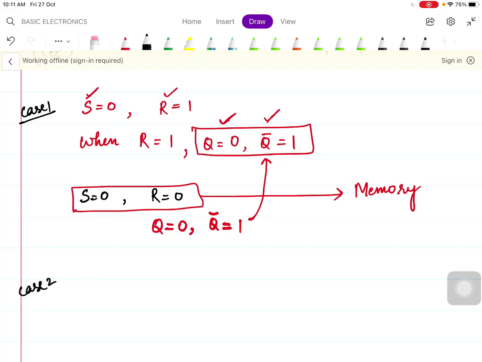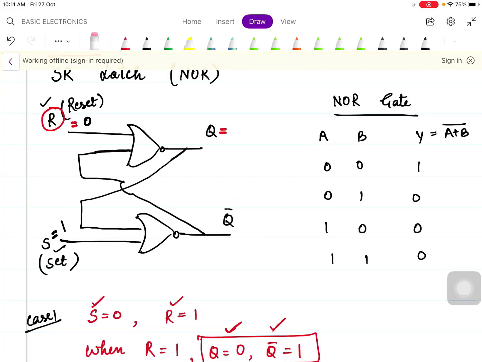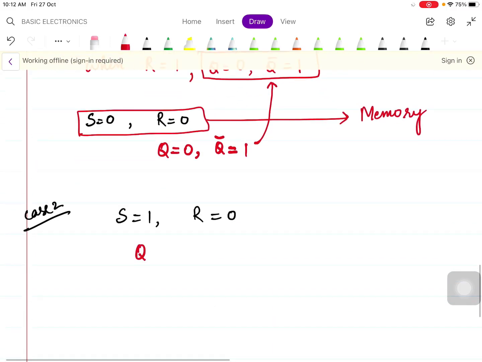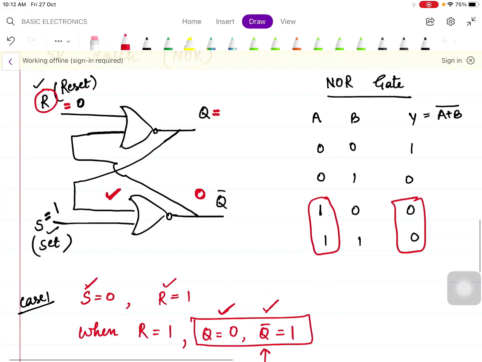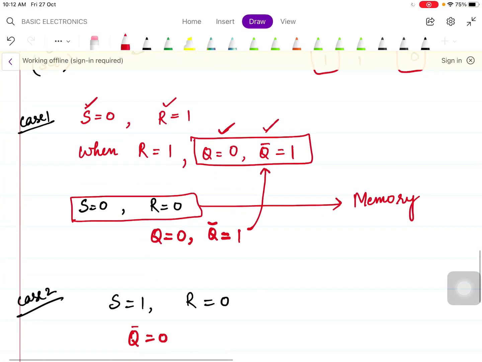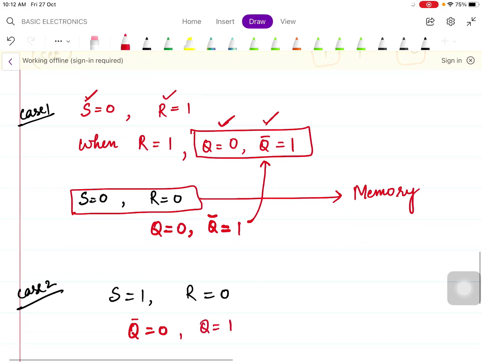Now let us see case 2. In case 2, let us put S is equal to 1 and R is equal to 0. Now I have put S1 and R0 as is our condition. Now we have already seen that if any of the inputs of the NOR gate is equal to 1, then the output will be surely equal to 0. So in the case of this NOR gate, the output will be 0. That means Q bar is 0. So let us write Q bar 0. And when this Q bar as 0 will be fed over to the other NOR gate, then 0, 0 according to this truth table will make 1. So Q is equal to 1 and Q bar is 0.